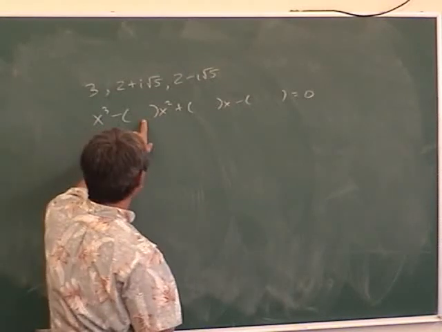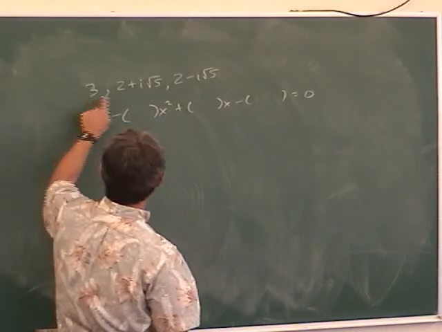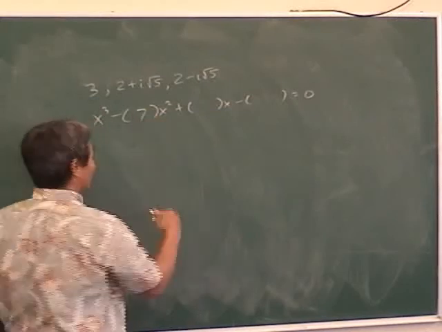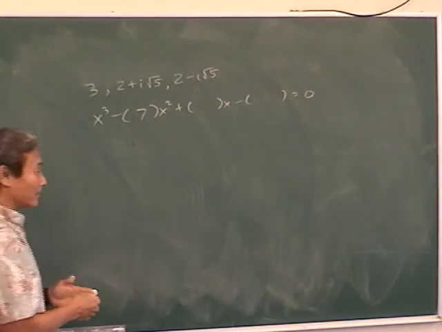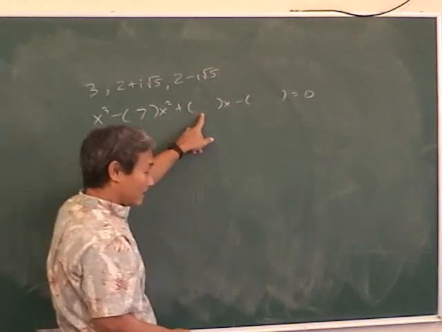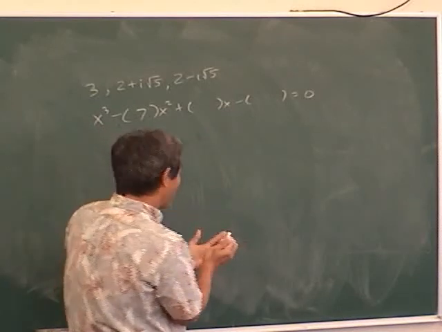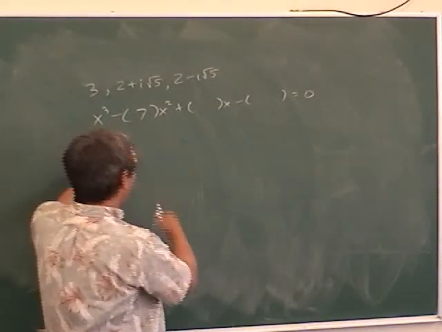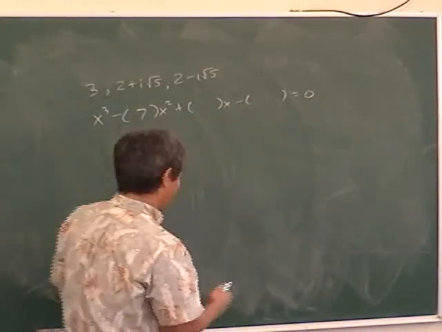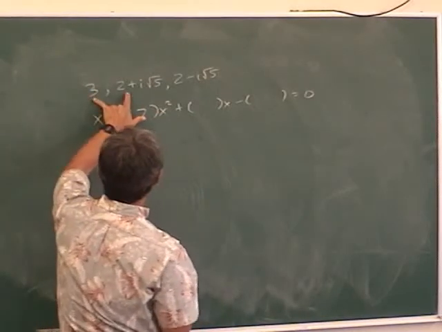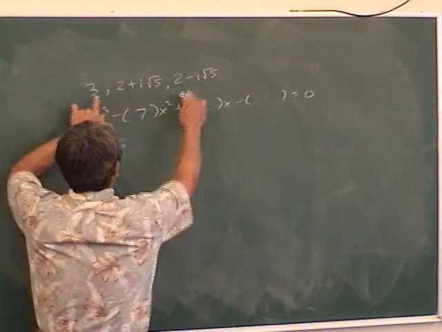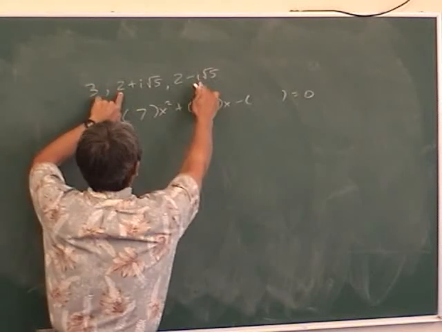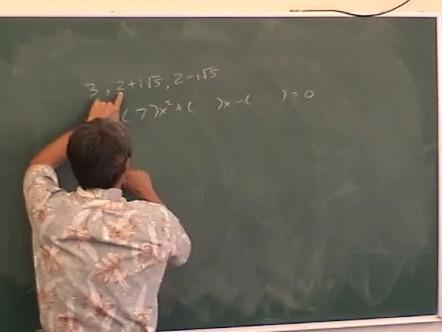What goes in here? The sum of the roots. What is this plus this plus this? Seven. Everybody can add, right? What goes in this? Multiply them two at a time. So if you want to think about it as one at a time, two at a time, three at a time, maybe you can do that. So watch this. Multiply these two. Six. Multiply these two. Six. Multiply these two. Four plus five. Nine. So what is that? 21.